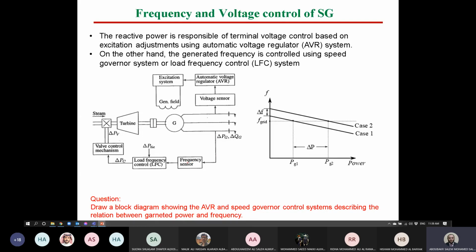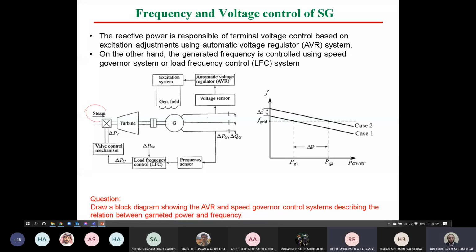If we have any reduction in frequency, the turbine will be over speeded in order to reach the new frequency needed. If we have an increase in frequency due to any decrease in load, the speed of the turbine will be reduced by means of the load frequency control or speed governor. So the speed governor system is just controlling the speed of the shaft of the turbine generator by means of mechanical valves, in order to keep the frequency constant.